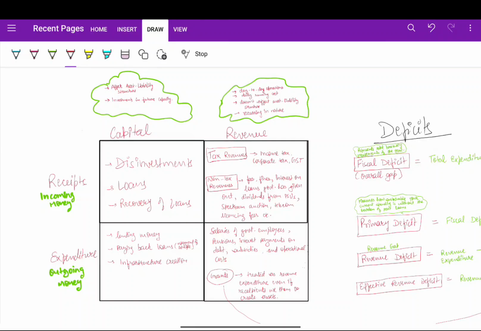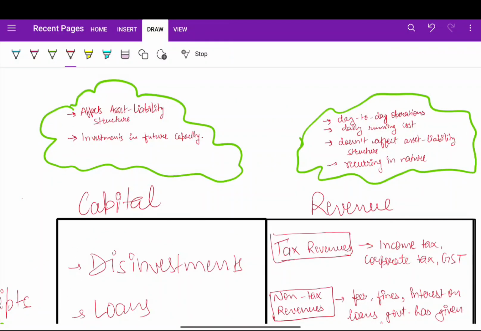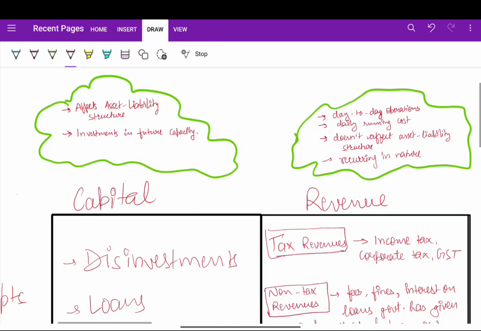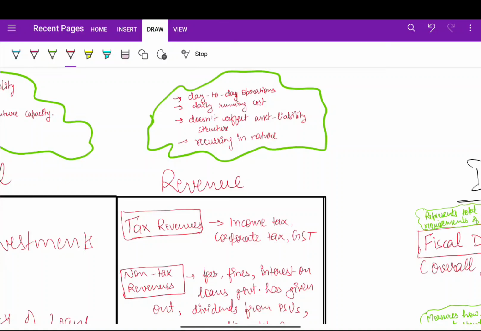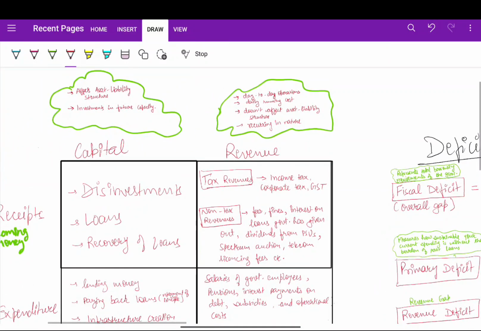And the capital part of this means that any incoming or outgoing money that is going to affect the asset and liability structure of the government. And this is where we invest in future capacity building. On the other hand, the revenue side of things is day-to-day operations, which is recurring in nature and costs involving basically maintenance and all those things. And it doesn't affect asset liability structure.